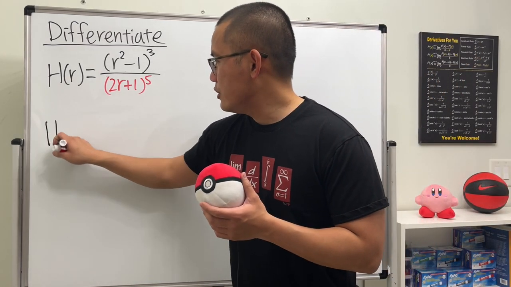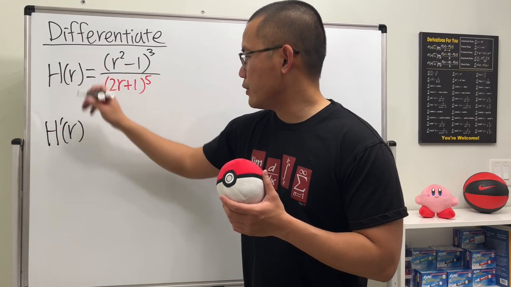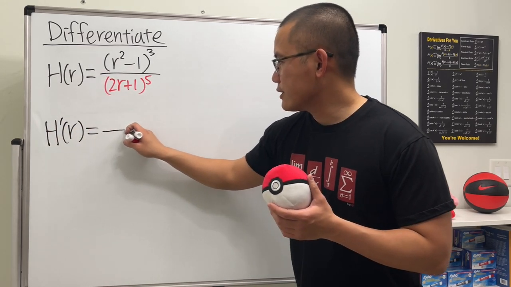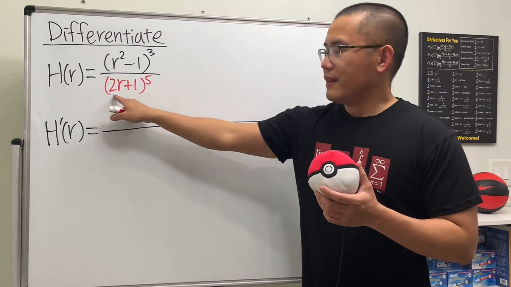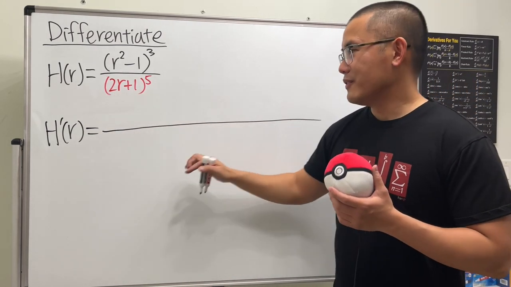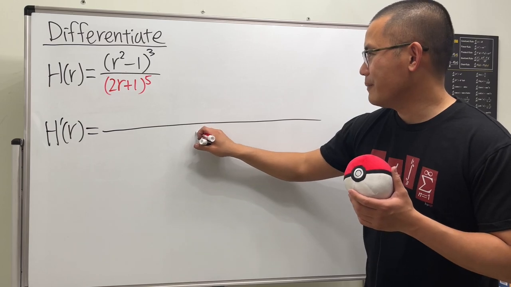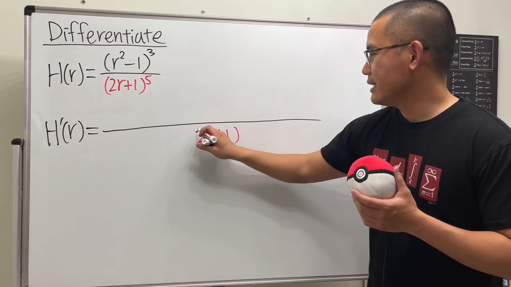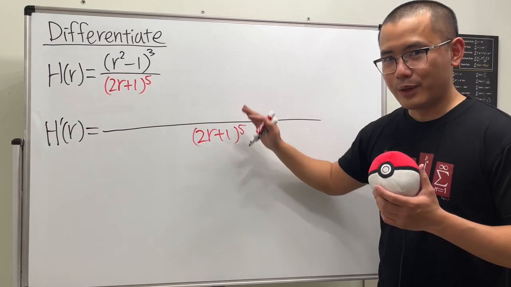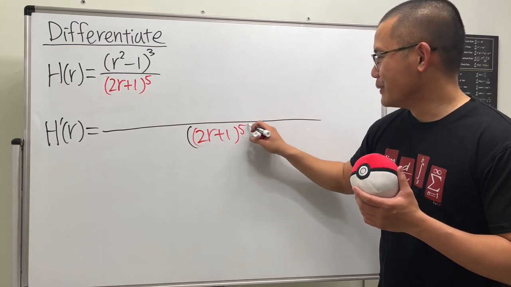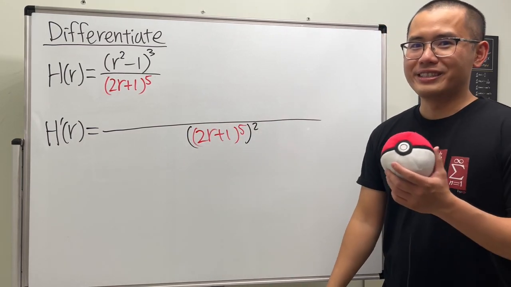Firstly, let's write down h prime of r. R is the variable. Okay, so let's draw a big fraction bar. We are going to square the bottom first for the quotient rule. So let me put it down right here: (2r + 1) to the fifth power. This is the original, and we have to square that because the quotient rule says so.